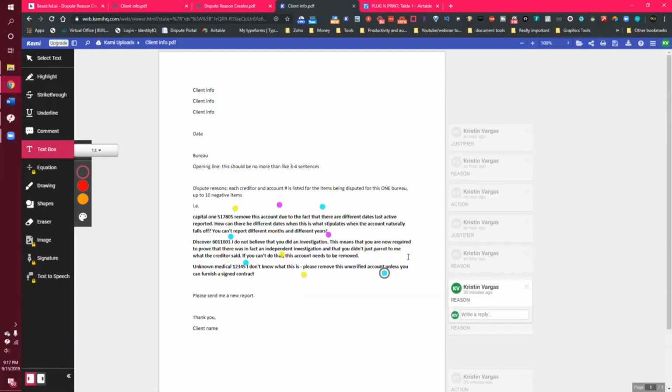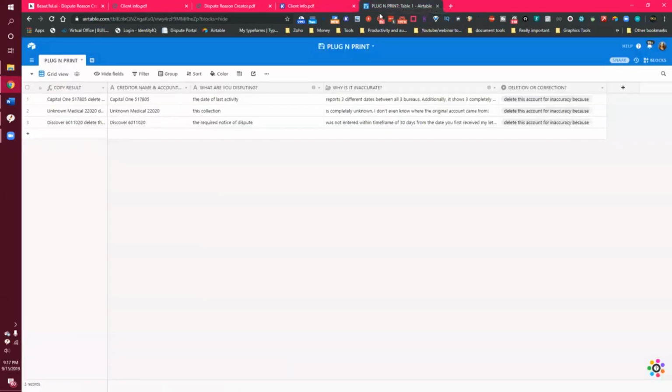Another reason is unless you can furnish a signed contract. All right? So I've made this even easier for you. I created an Airtable spreadsheet. You do not need the pro version. You can use the free version on this.